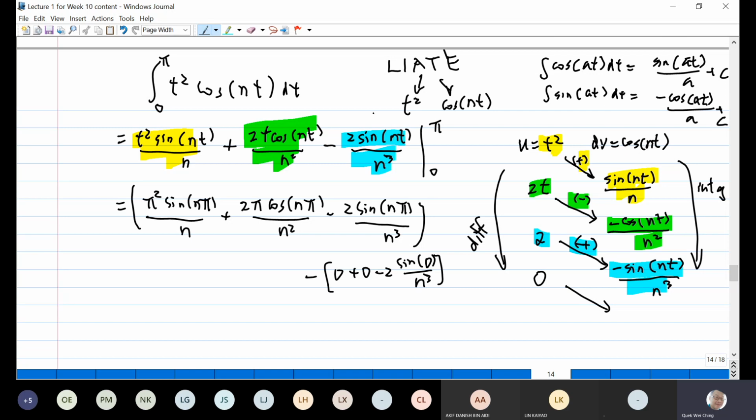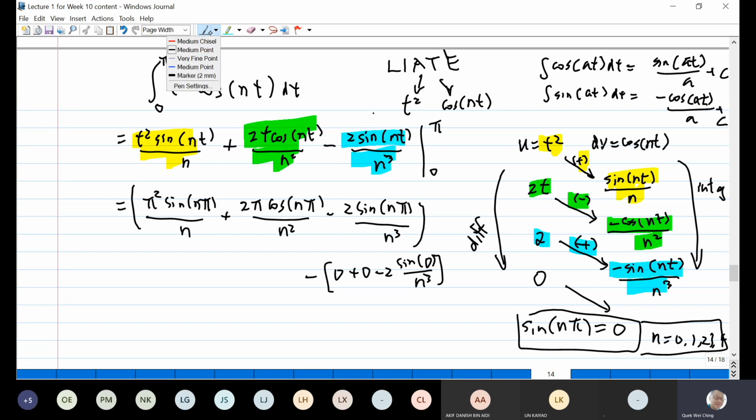So a bit of trigo. First, sine n pi is always 0. When n is 1, 2, 3, 4, sine pi, sine 2 pi, sine 3 pi, sine 4 pi are all 0. You press the calculator, you can verify yourself. So that means this term is 0, this term is 0, this term is also 0. So sine n pi is equal to 0.